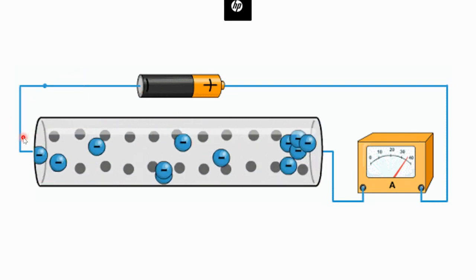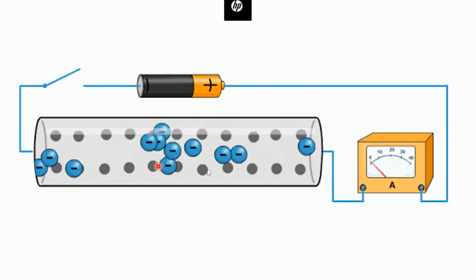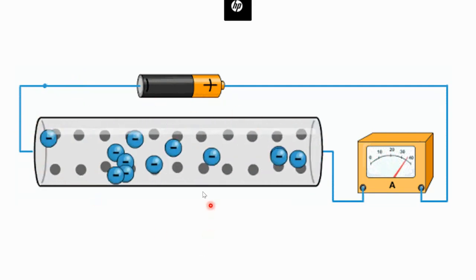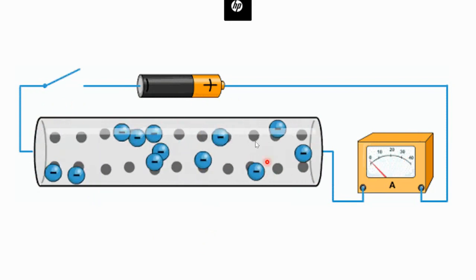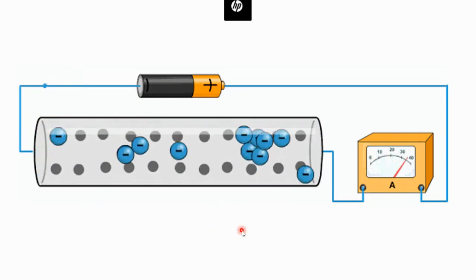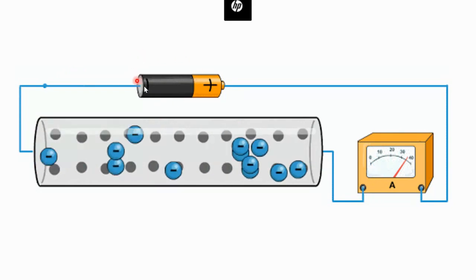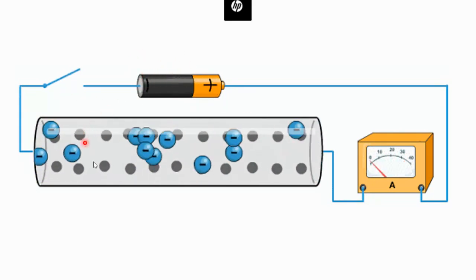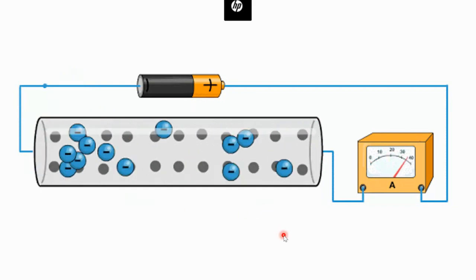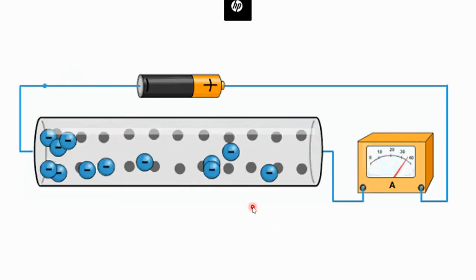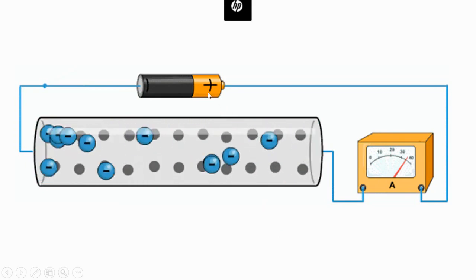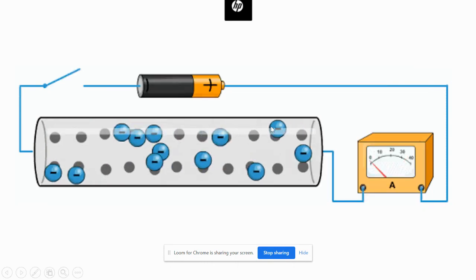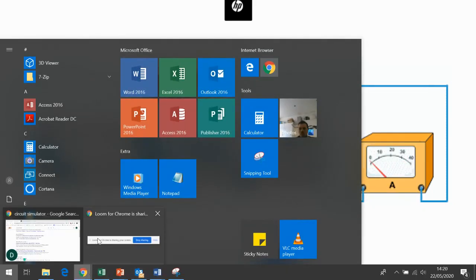Current is the rate of flow of electrons, how many electrons are moving per second. So here we could count up the electrons if we wanted to, and we could get a current. If we had a battery that had more energy, of a higher voltage rating, the current would be higher because it's pushing the electrons around a bit more. So I'm going to take this opportunity to switch to a simulation of electricity.